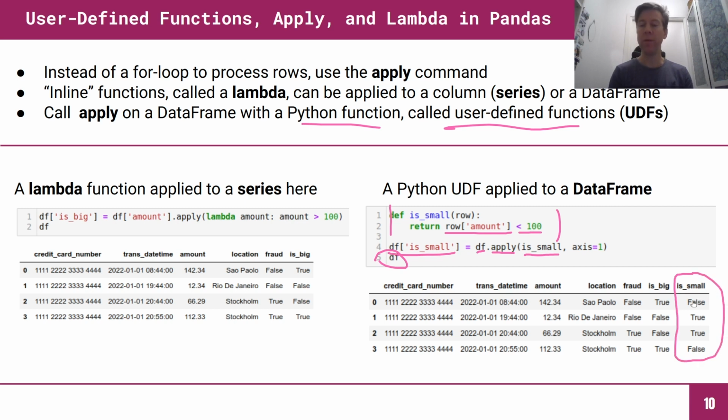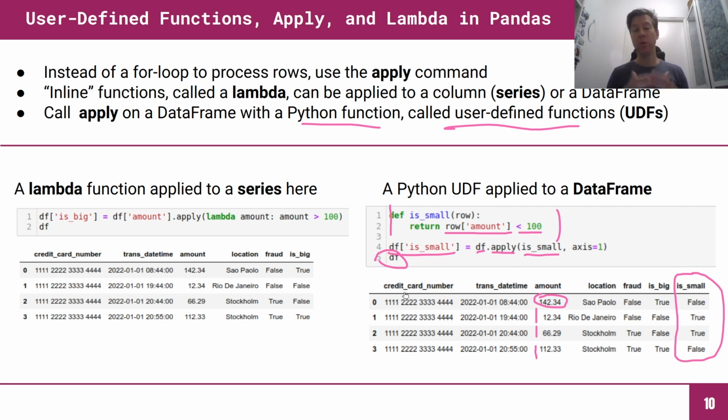If we go through it row by row, we can see the first row: is the amount less than 100? The answer is no, so we get a false. And then we get 12 is less than 100, that's true. 866 is less than 100, that's true. And 112 is not less than 100, so we have false.